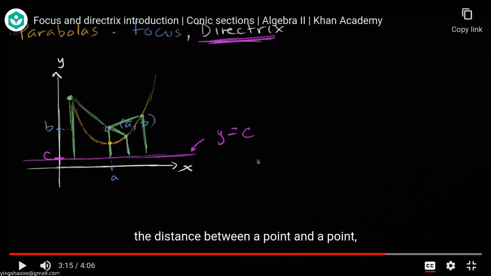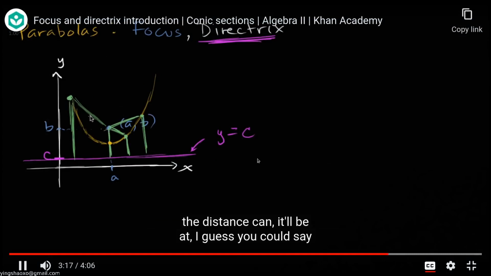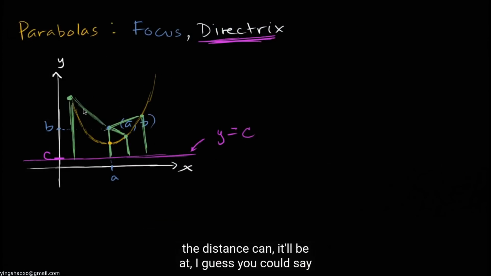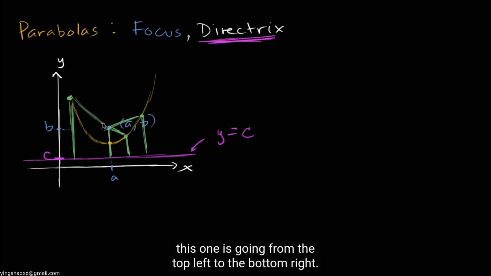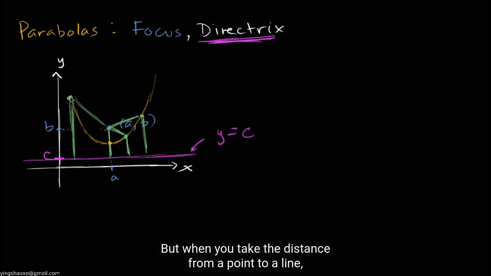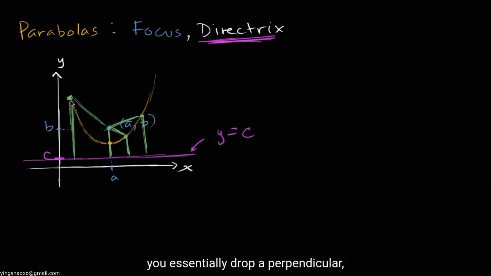When you're taking the distance between a point and a line, it could be at an angle. This one's straight up and down. This one is going from the top left to the bottom right. But when you take the distance from a point to a line, you essentially drop a perpendicular. You essentially go straight down, or if the parabola was down here, you would go straight up to find that distance. These are all right angles right over here.